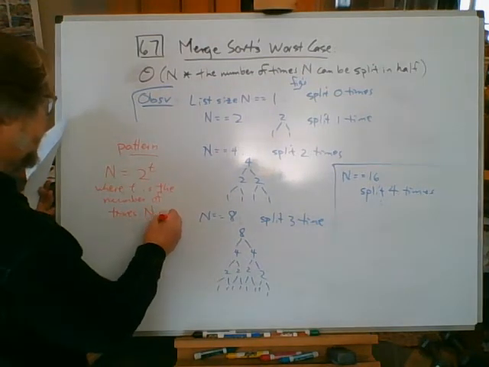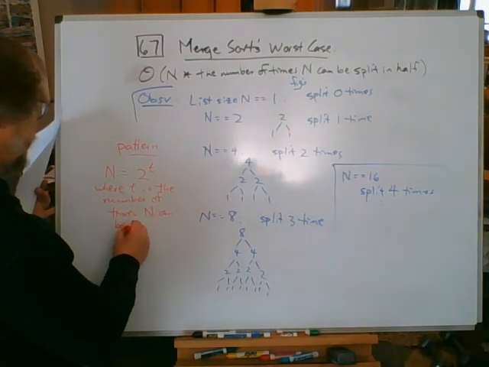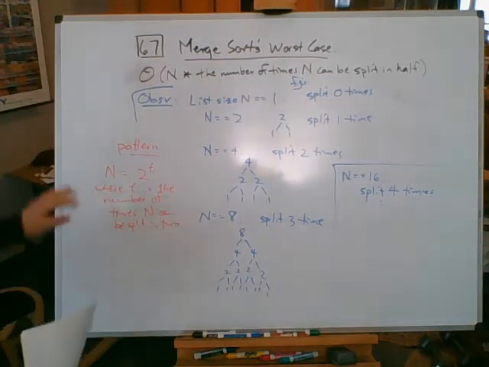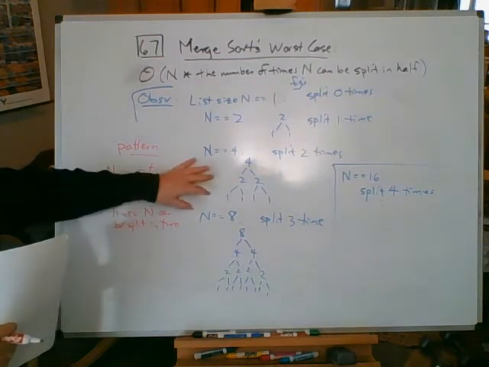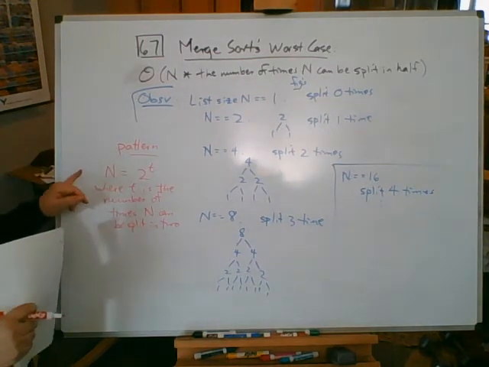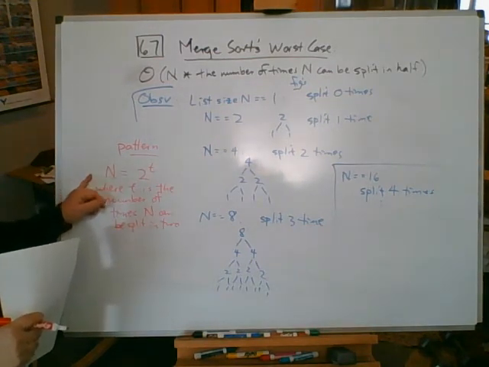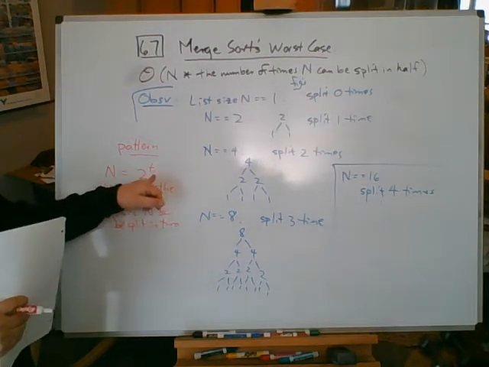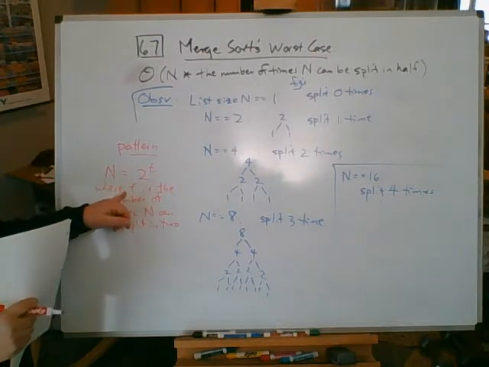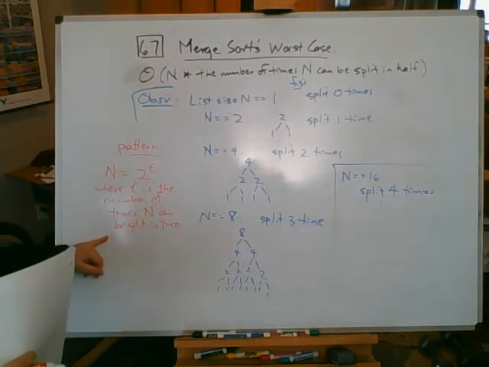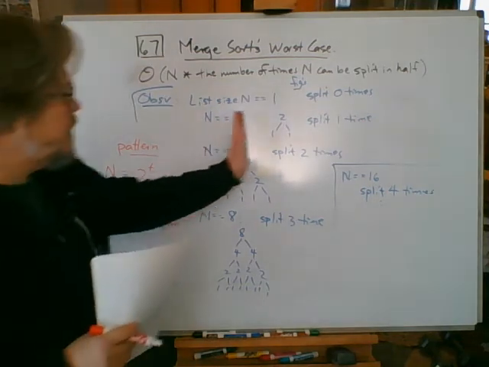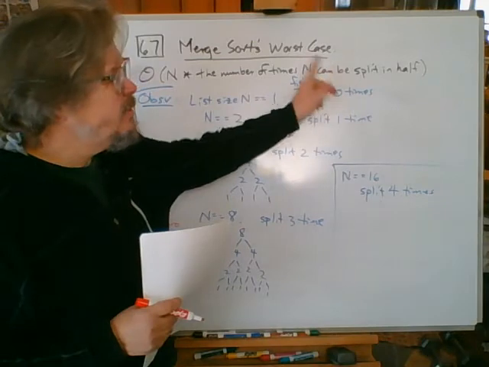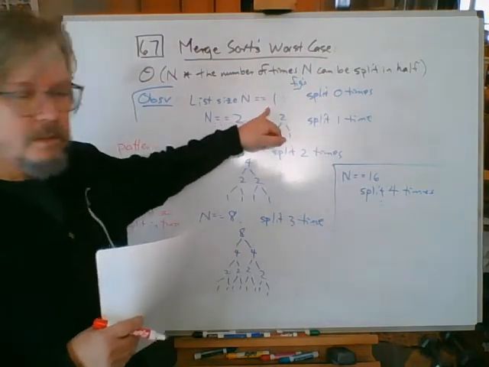N can be split in 2. Let me read that back. The pattern, or so I suggest, and we'll see if I can back it up with these examples, is that capital N, the size of the list we're going to try to sort with merge sort, is equal to 2 raised to the lowercase t power, where that lowercase t is the number of times N can be split in 2. Let's start on the right-hand side of these pictures. 2 to the t. When t is 0, 2 to the 0, anything to the 0 power is 1. List size 1.